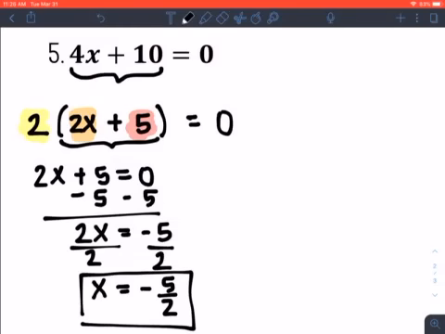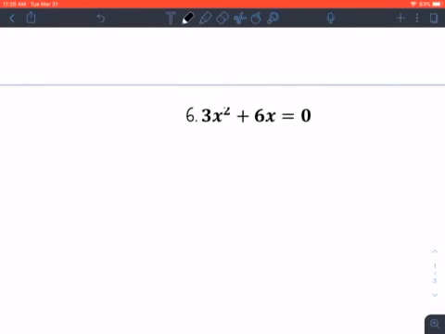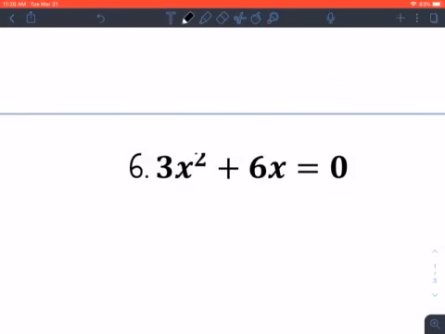Let's try one more problem where we need to do a little bit of factoring and then solving, like a combination problem. So in problem number 6, we're given 3x squared plus 6x is equal to 0. Step 1, it being set equal to 0, is already done, but it's not in factored form. So we need to factor 3x squared plus 6x. Let's start between 3 and 6. The greatest common factor is going to be 3. And then between x squared and x, that greatest common factor is going to be x.